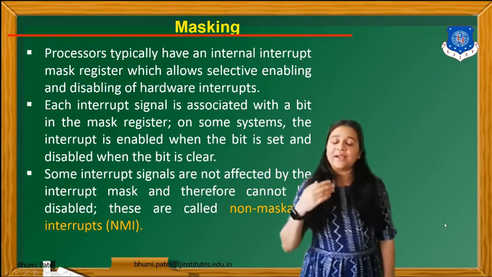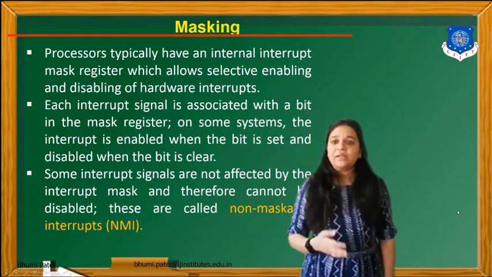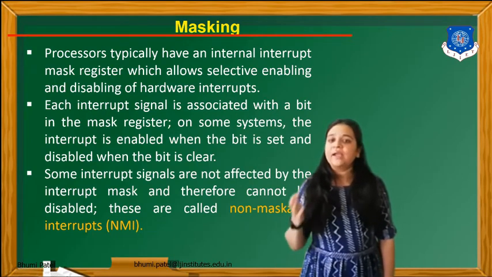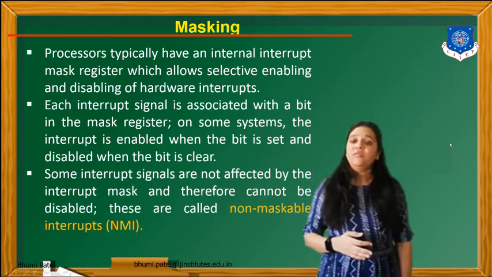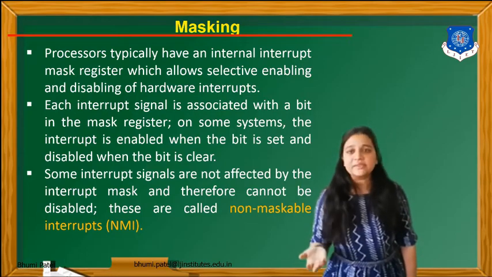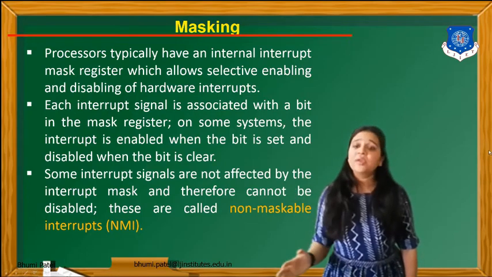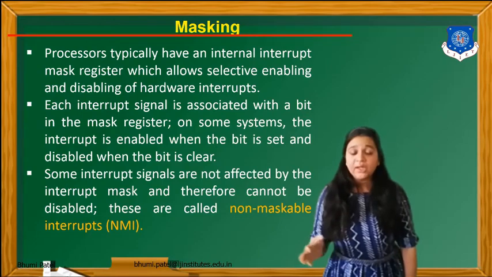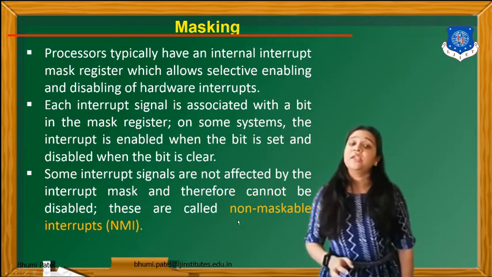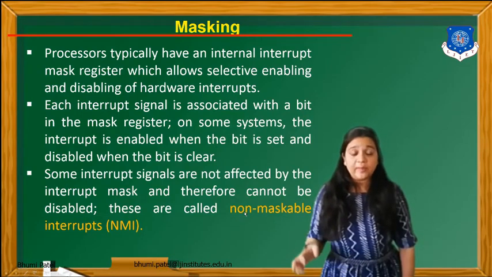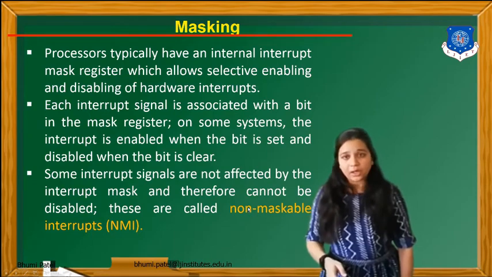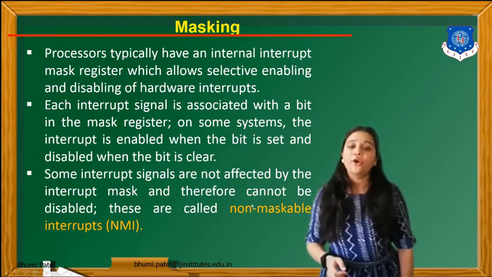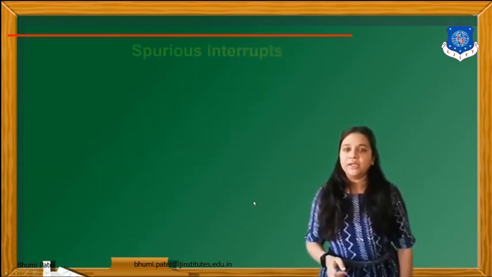If we can set the signal, set the bit, that time we can use the masking, and if we can clear the bit, we can use the masking interrupt. But in some cases we cannot interrupt the signal using the masking. That time this type of interrupt is called non-maskable interrupt.